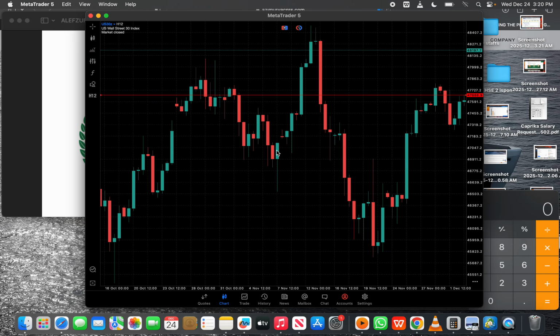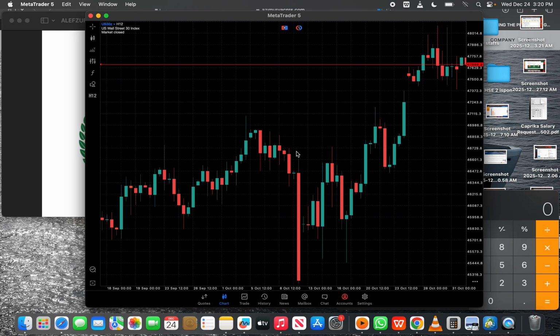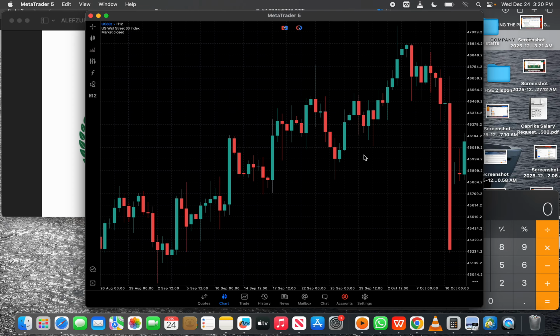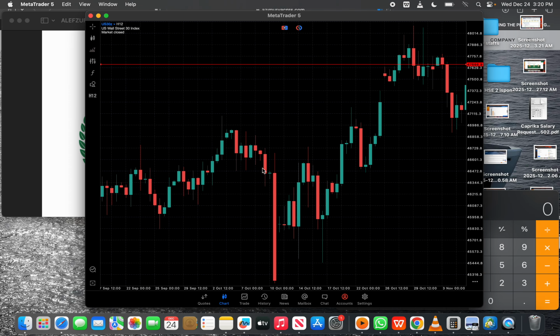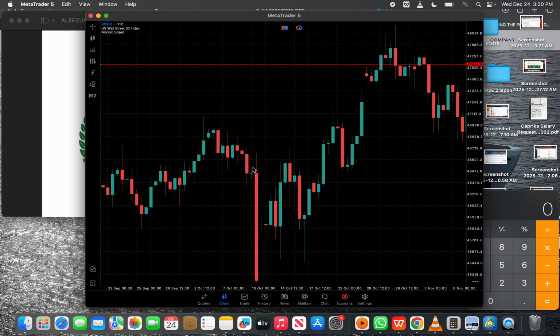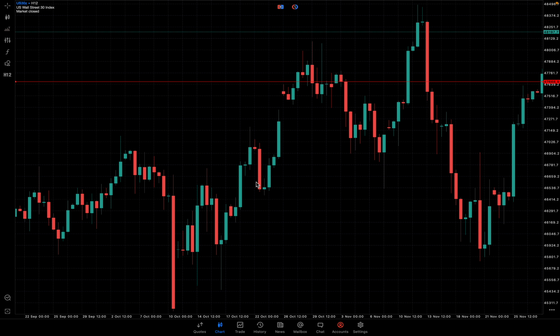Before we start, I want to give you an illustration of some kind of setups that occur in the market. This is US 30, and currently I'm on 12 hours. So my interest is on 12 hours for now. Let's look at 12 hours now.